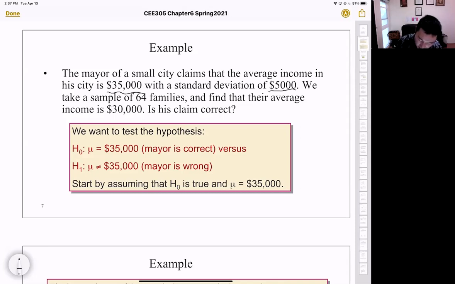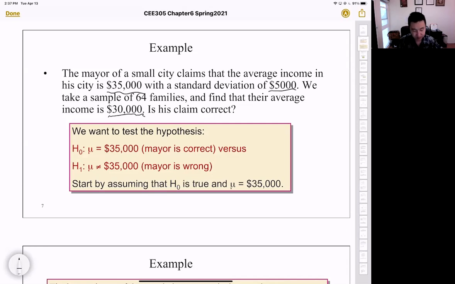Standard deviation 5,000. And then we take a sample of 64 families. We found out the average income is only 30,000, much less than the mayor's claim of 35,000. So we want to check if the mayor's claim is correct. How can we do that? We need to perform a hypothesis test.